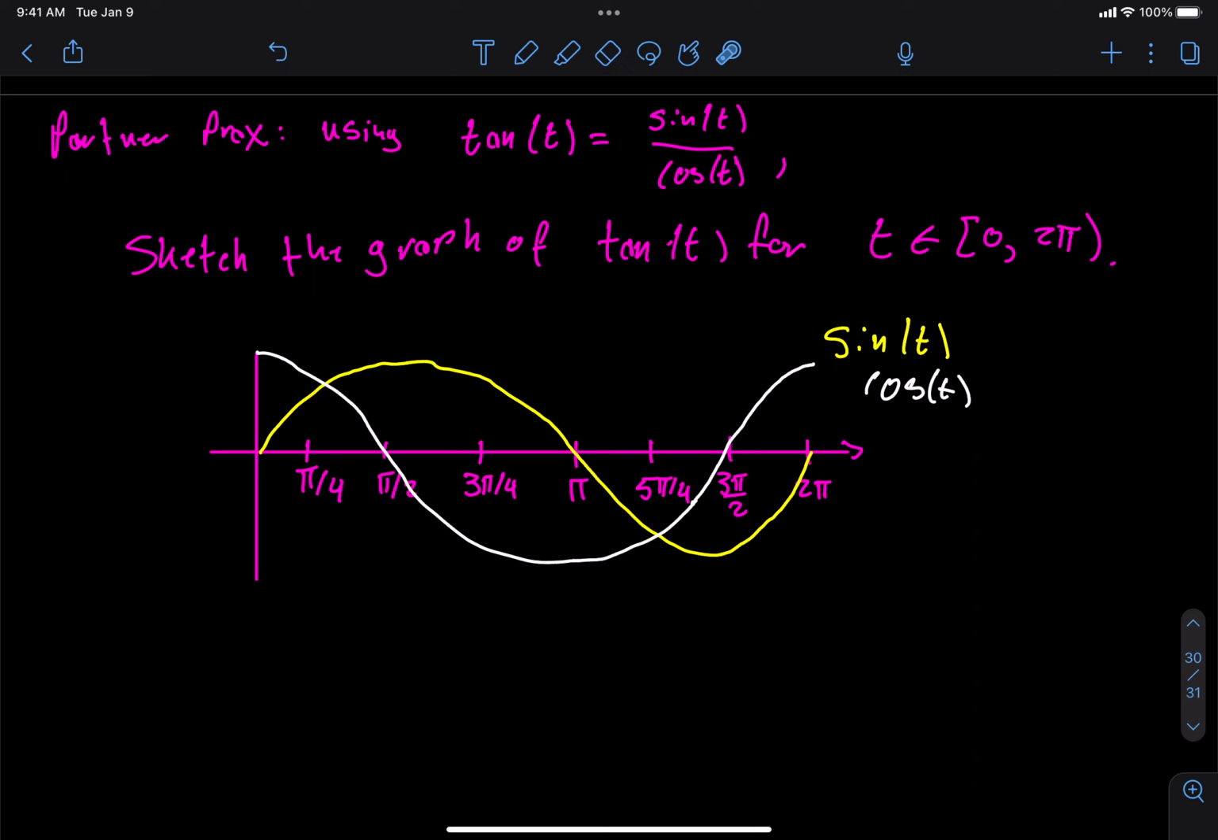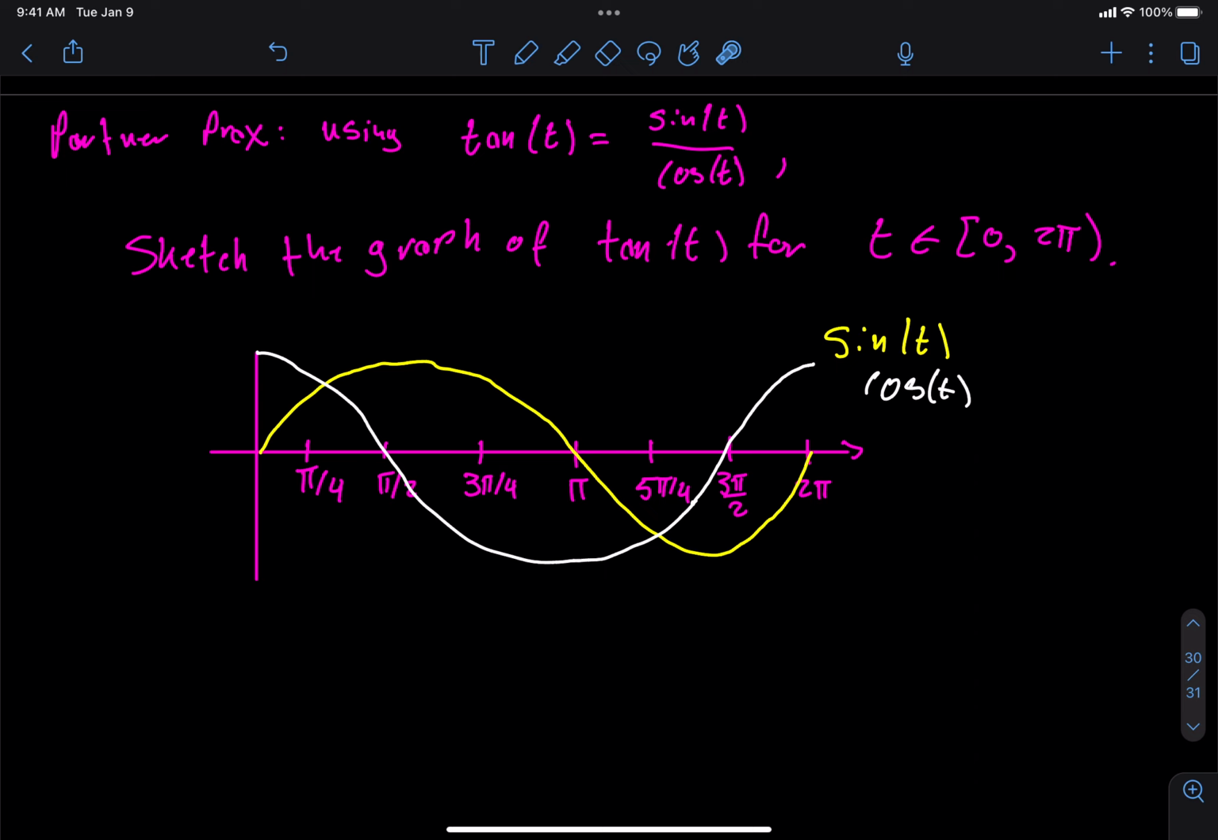So if I take a number like 0.99 and divide it by something like 0.0001, if I take a positive number and divide it by an extremely small positive number, what kind of number will I get? I will get a really large and positive number. So what's happening as we get close here? We're going up to positive infinity.